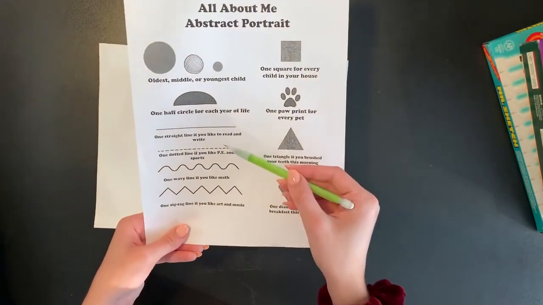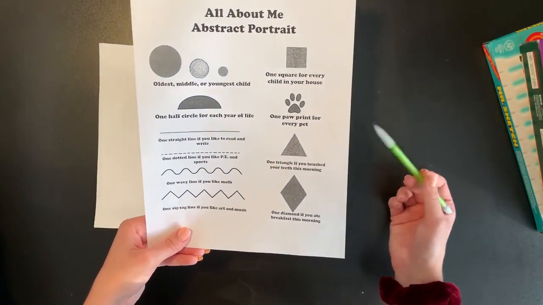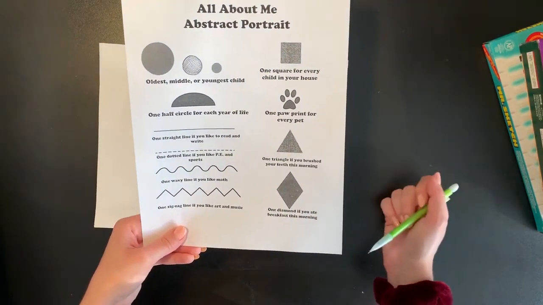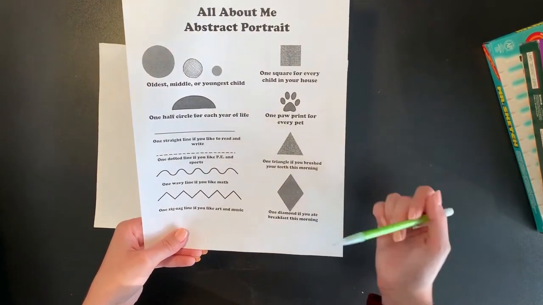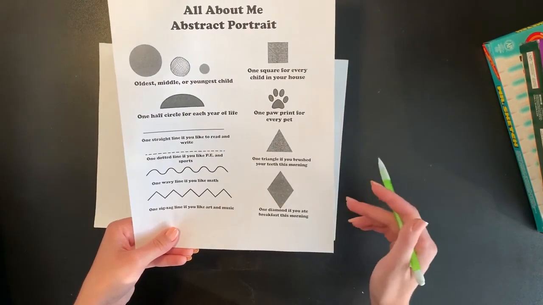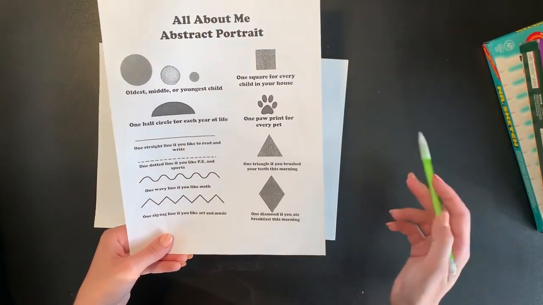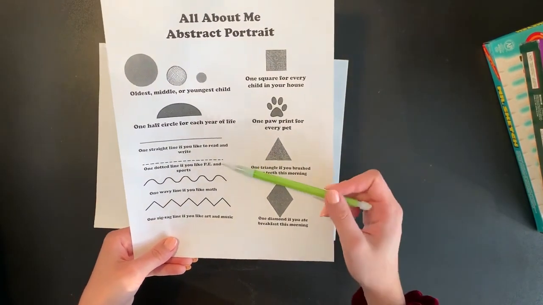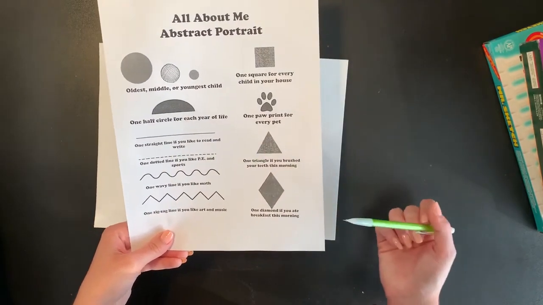Down lower, we have some lines. We're going to add a straight line if we like to read or write. We can add a dotted line if we like PE and sports. We can add a wavy line if we like math. And we can add a zigzag line if we like art and music. And of course, you can add a bunch of those. You don't have to just pick one. So if you like PE and sports and you like math, you can do both of those lines.